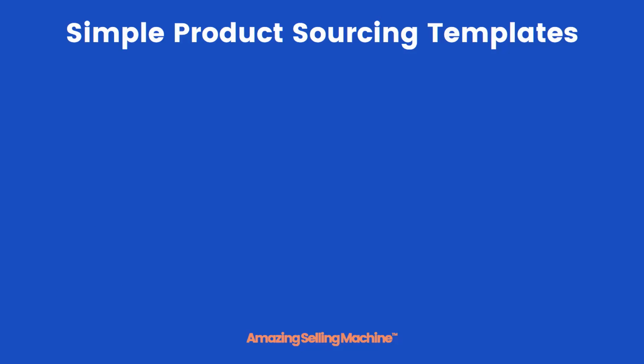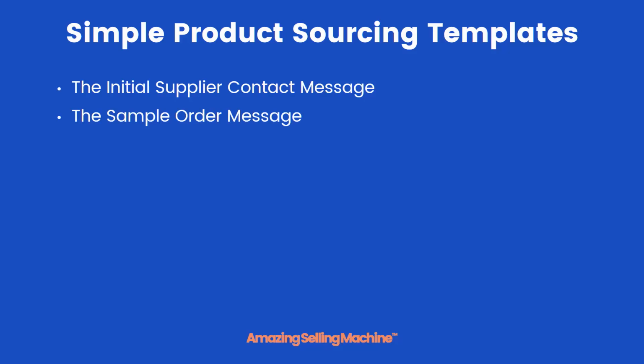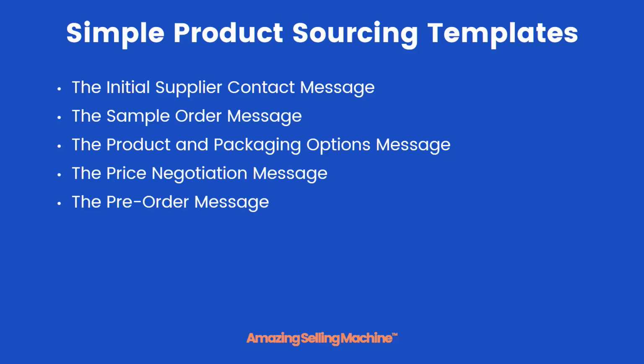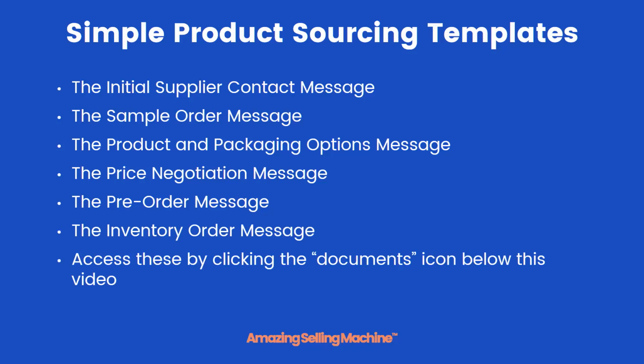Let's quickly go over the different sourcing templates that we've already created that you can use. We have the initial supplier contact message, the sample order message, the product and packaging options message, the price negotiation message, the pre-order message, and then the inventory order message. You can access all of these by clicking on the documents icon below this video. And all these are zipped up into one single PDF file. You simply cut and paste the part of the information that you want into your own message and then insert your own personal details, such as your name, your company name, the supplier you're communicating with, and the product that you're trying to get information on.